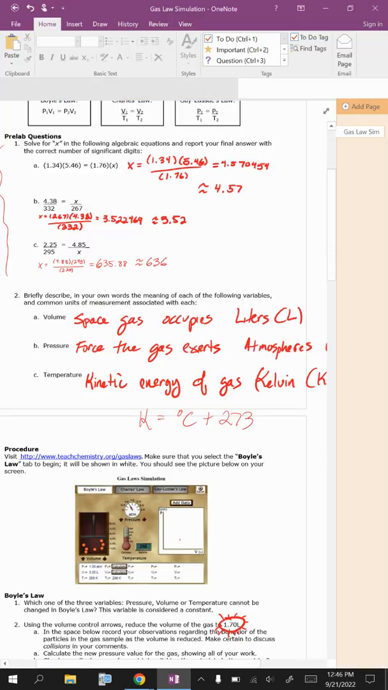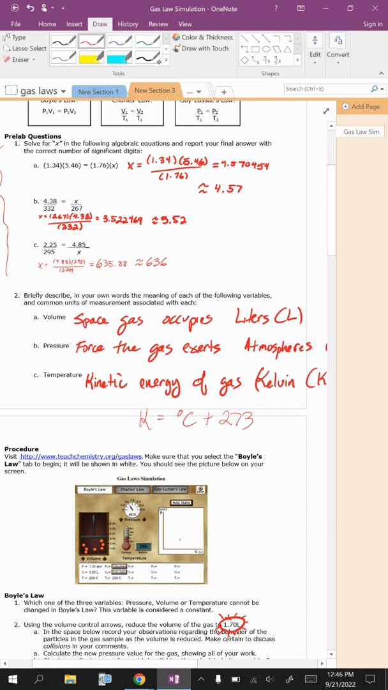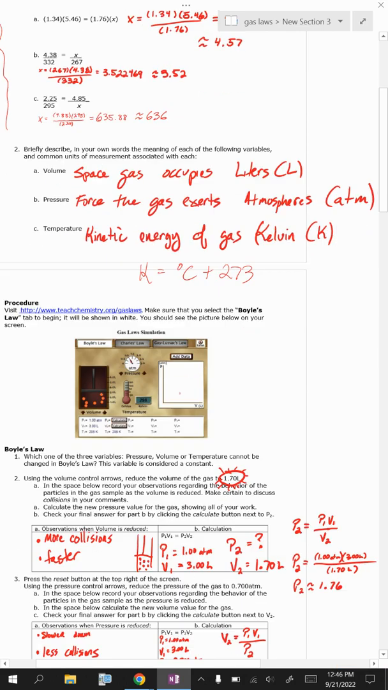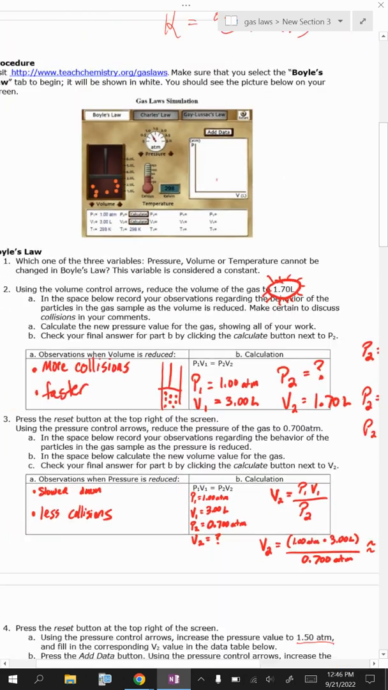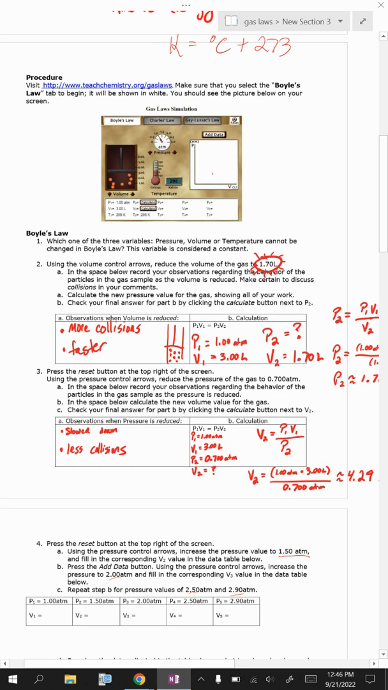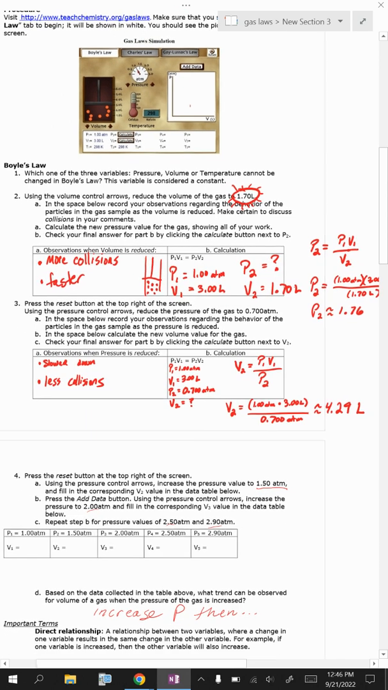All right, let me get a different color here. Let's do blue. And our first sim was Boyle's law. Boyle's law is the relationship between pressure and volume. It's a direct relationship. So we started to play with the simulation, and this is what we came up with.